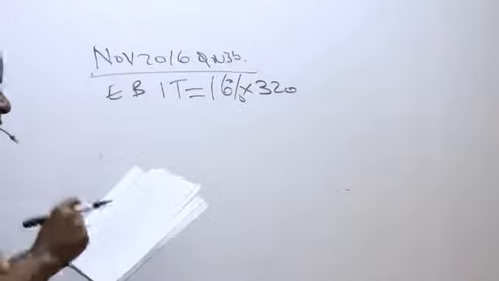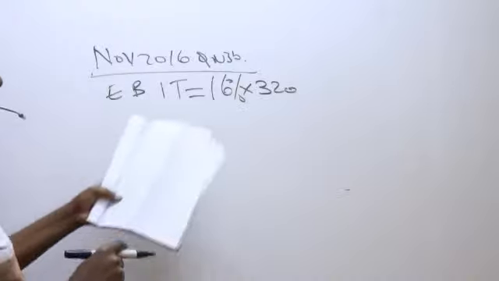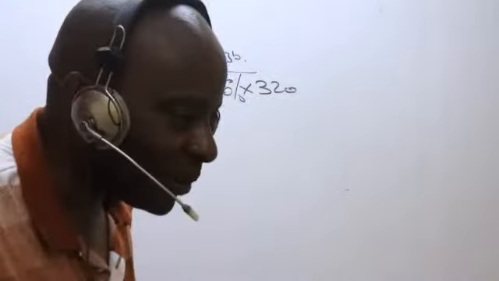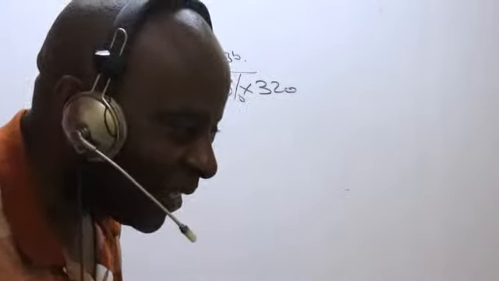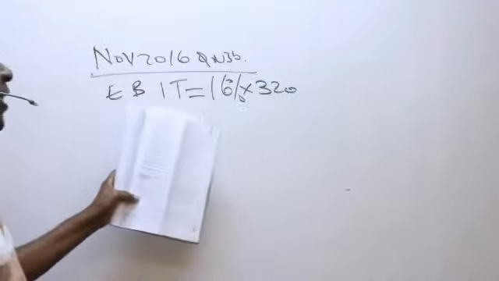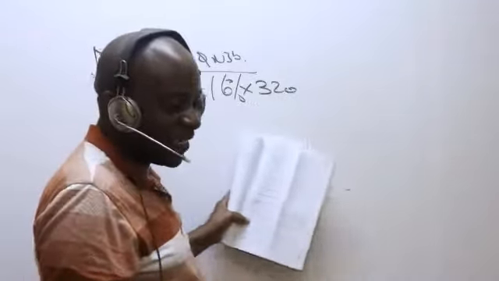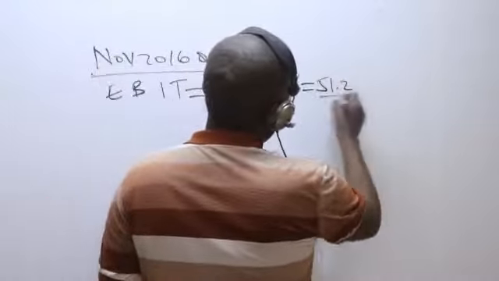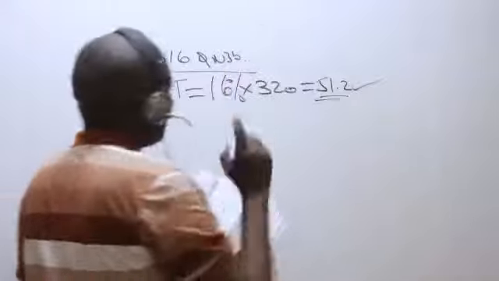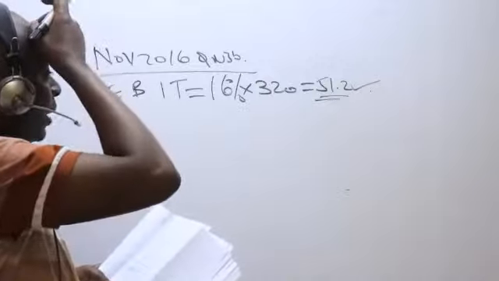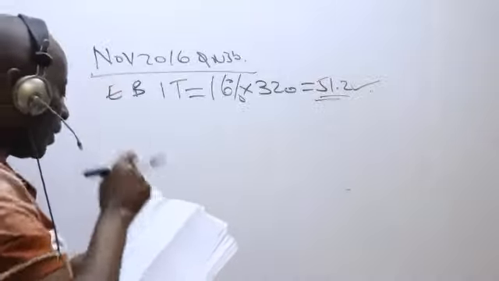Return on these assets before interest and taxes. Can somebody give me the EBIT? EBIT is very, very important to me. 16% times 320 gives me 51.2. So that's a free mark. Not many students will be able to get EBIT. There is no way you'll be able to do Modigliani Miller questions without EBIT. EBIT is your base.